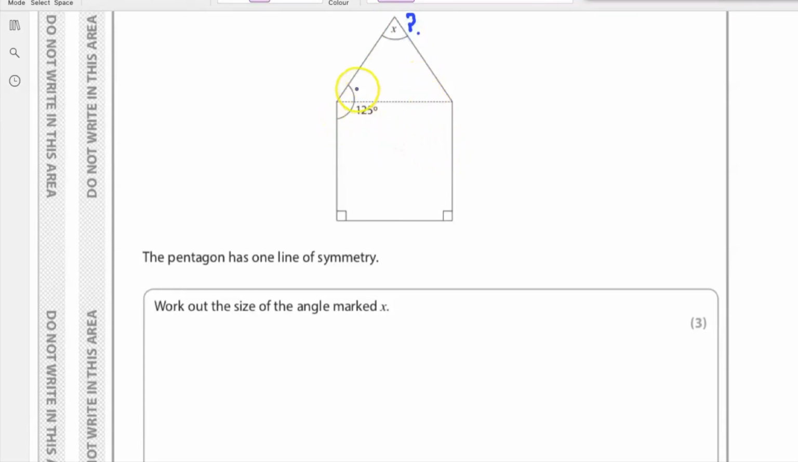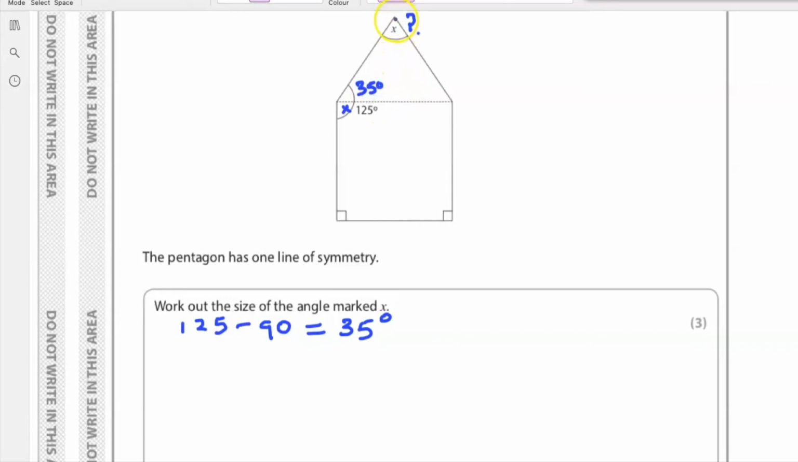Now, since we know that this side here is 90 degrees, we do 125 take away 90. Even if you type this into your calculator, you don't just write the answer out, you need to write out your workings, which gives us 35 degrees. So here is 35 degrees.